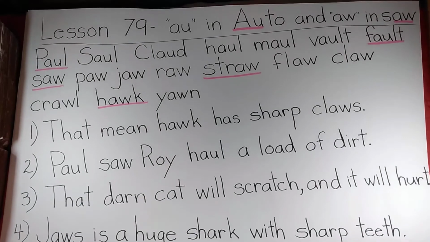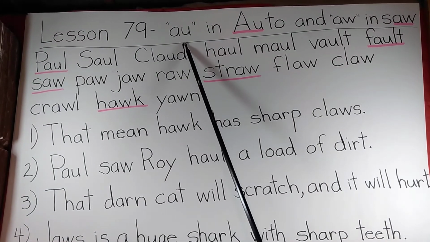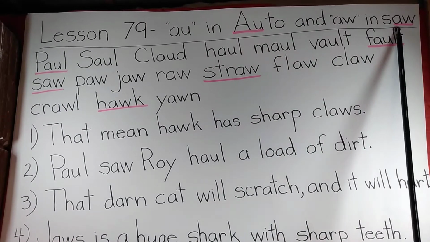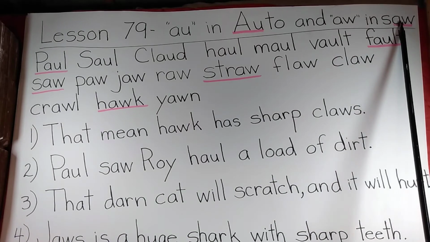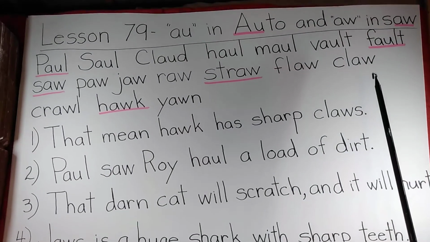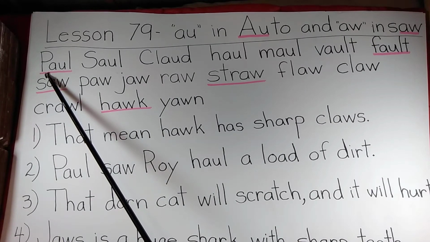Now we've got the aw sound spelled A-U as in auto and A-W as in saw. And students, again, read these words before I do.